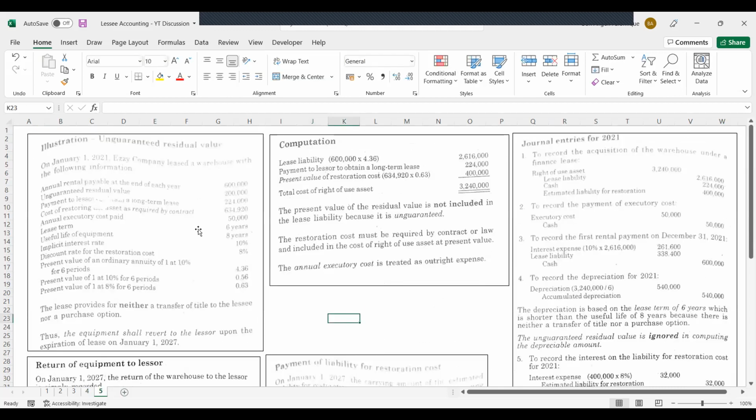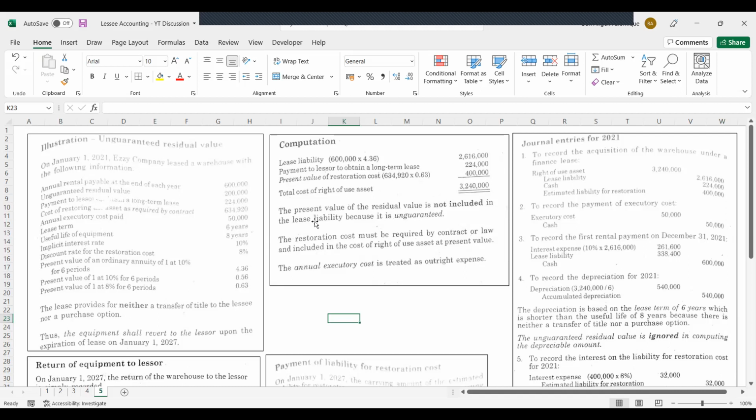Okay, so meron din tayo ditong unguaranteed residual value. So, on January 1, 2021, SZ Company leased a warehouse with the following information. Meron siyang annual rent payable of 600,000, unguaranteed residual value of 200,000. So, unguaranteed yung residual value. Anong impact naman nito? Payment to the lessor for a long-term lease, 224. Ito yan. Then, cost of restoring, 634. So, ito yung mga sabi natin na ina-add natin sa cost ng ROU.